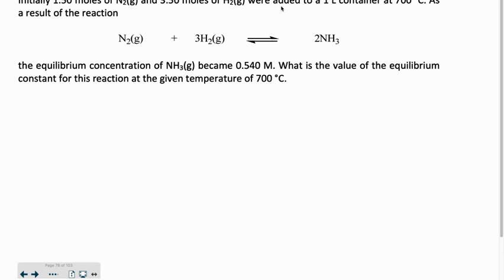Well, let's take a look at a question and then we'll come back to this. In this reaction, we have N2 plus 3H2 going to equilibrium, so 2NH3. You have 1.5 moles of N2 and 3.5 moles of H2. They're both added to 1 liter at 700 degrees Celsius. As a result of the reaction, the equilibrium concentration of NH3 became this much. What is the value of the equilibrium constant for this reaction? So if I'm solving this question, I'm going to leave the states out for now.